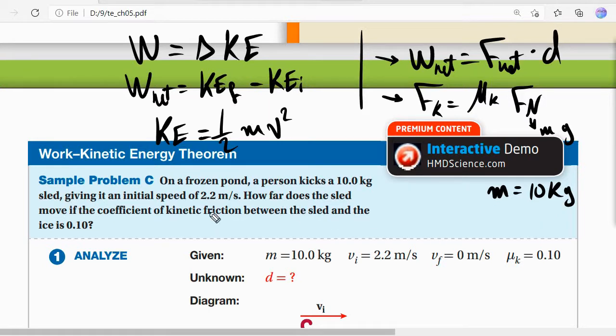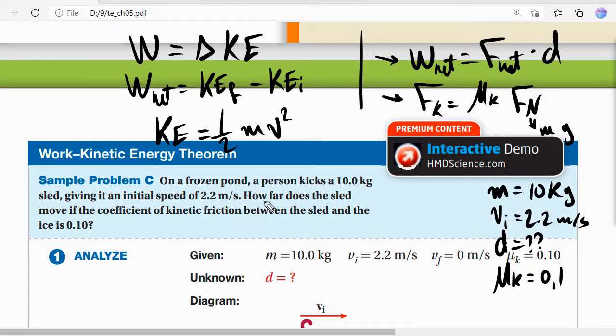Yes, complete, please. Sled, giving it an initial speed of 2.2 meters per second. Now he gives you vi, the initial speed, 2.2 meters per second. How far does the sled move if the coefficient of kinetic friction between the sled and the ice is 0.10? Excellent. Now he wants d. And he gave you the coefficient of friction mu k equals 0.1, without any unit for the coefficient of friction, guys. Don't forget that.